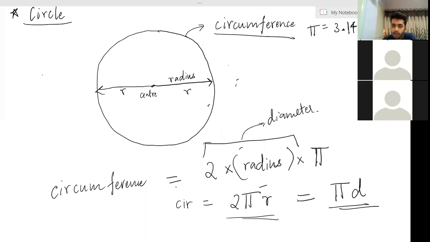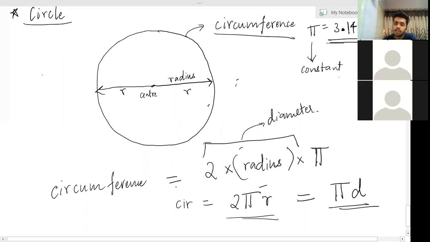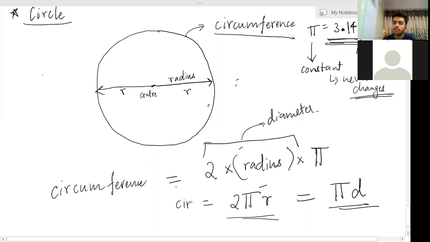Yes, the value of pi is 3.14. It is a constant, which means it never changes. The value of pi is always 3.14 or 22/7. Instead of 3.14, you can also use 22/7 in fraction form. That is not the exact value of pi, but it's a close form. So we finished circumference.